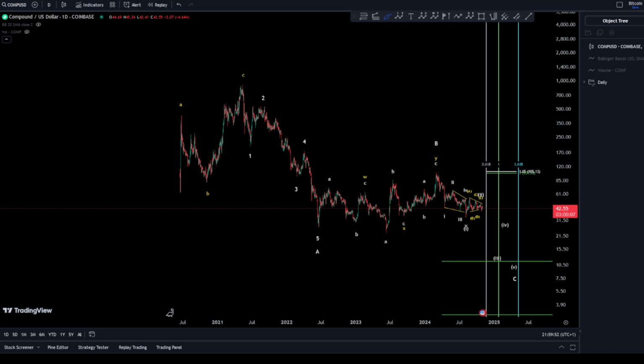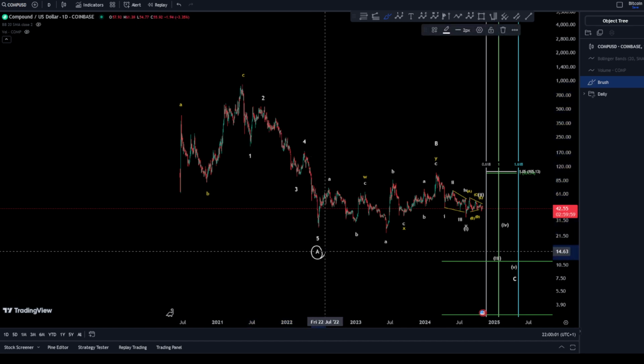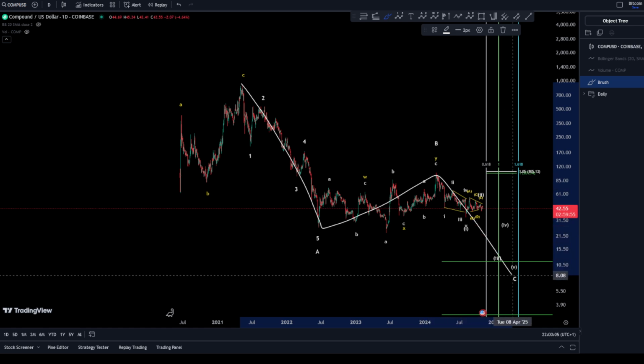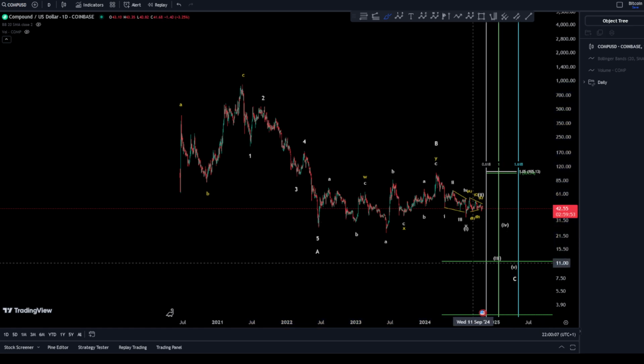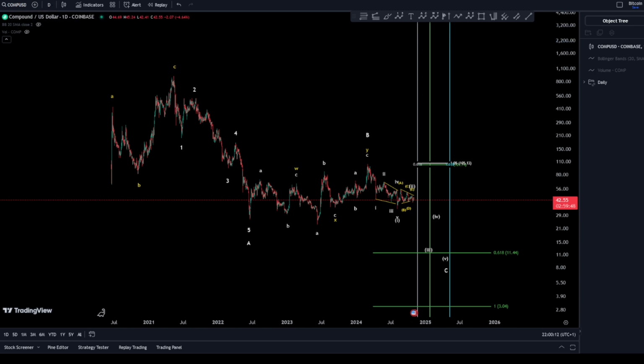Now, looking inside this corrective wave, before talking about it, we have a 1, 2, 3, 4, 5 here finished as wave A. In that case, you are looking for an A, B, and a C. However, lower prices are going to be kind of a killer for this coin. But let's take a look at what's going on, and let's talk a little bit of Elliott wave.